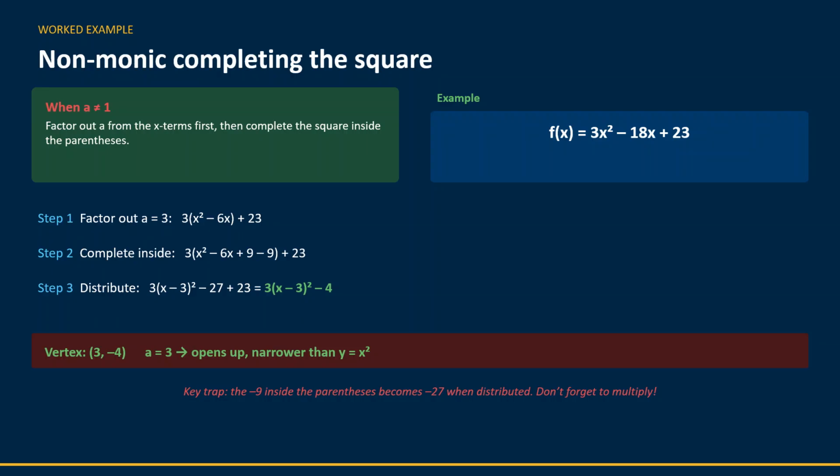Factor the perfect square and distribute. 2 times x minus 3, quantity squared, minus 18 plus 7. That simplifies to 2 times x minus 3, quantity squared, minus 11. The vertex is at (3, negative 11). Notice the 2 in front stretches the parabola vertically, but does not move the vertex.